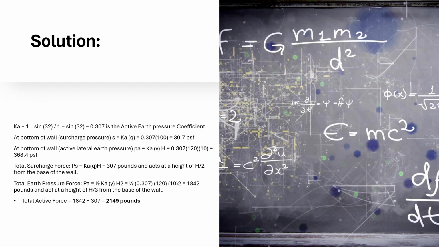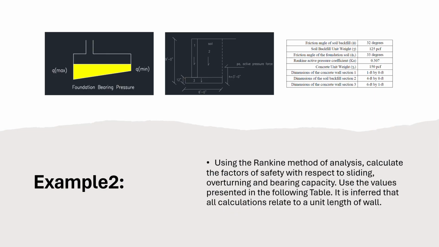Total earth pressure force is equal to half of the coefficient times the unit weight of the soil times the height of the wall to the power 2. So if you replace those values, the answer will be 1842 pounds and act at the height of h divided by 3, or one third of the wall from the base of the wall. So the total active force will be 2149 pounds for this example.